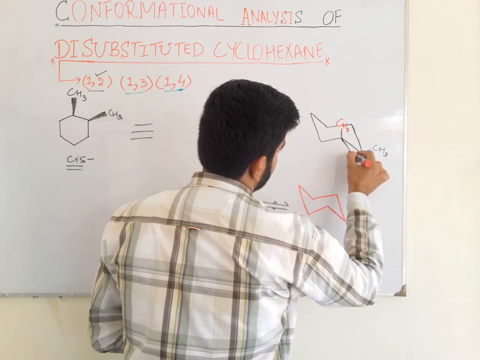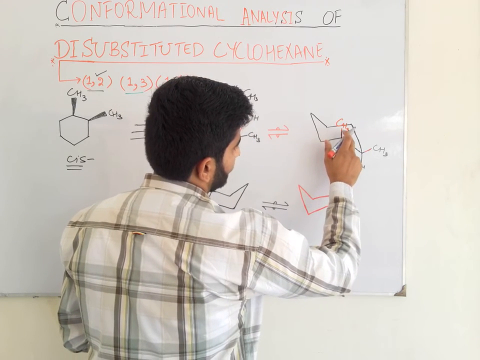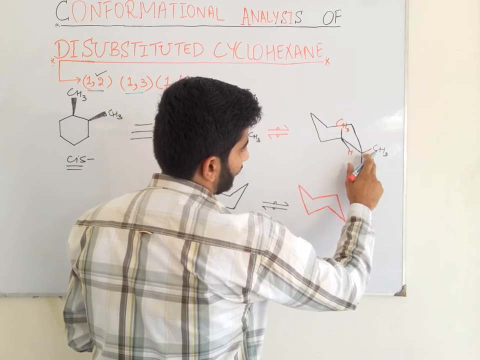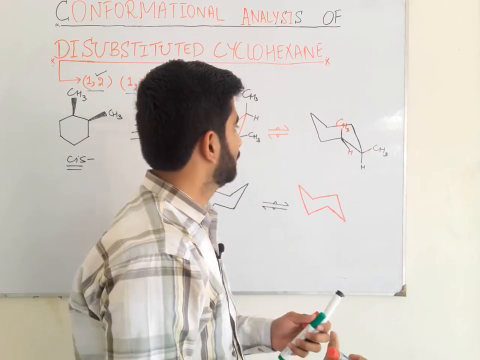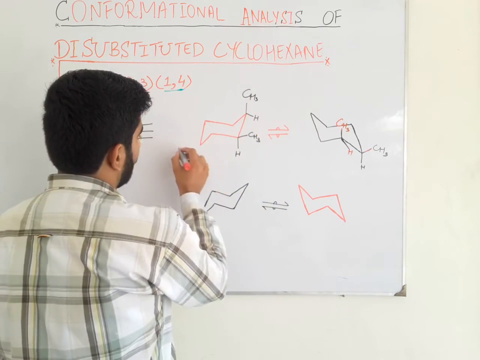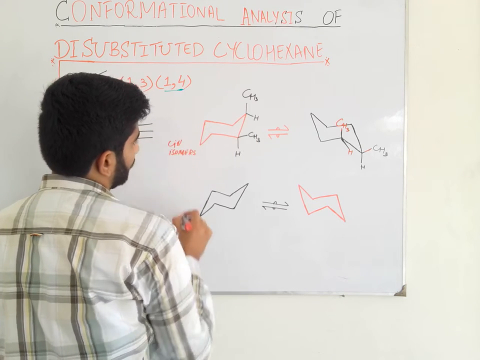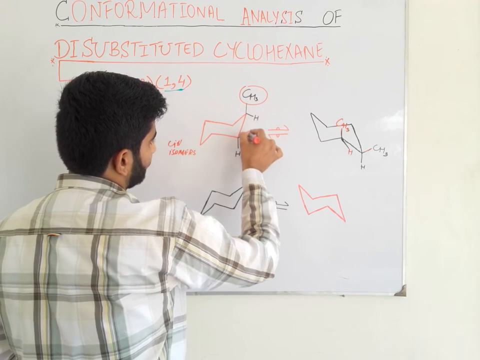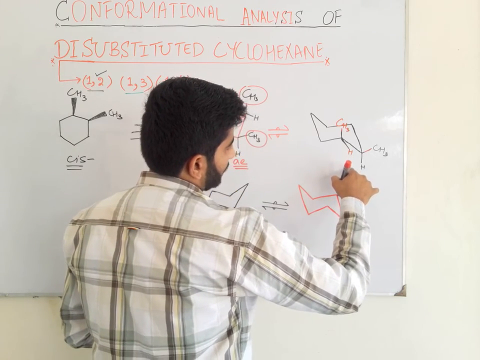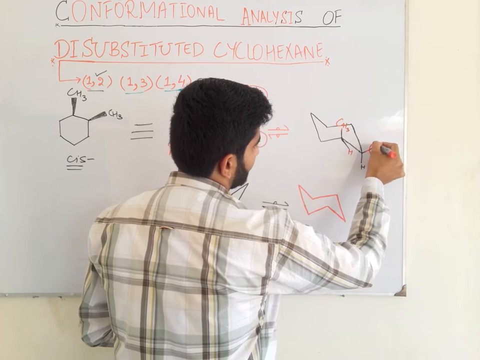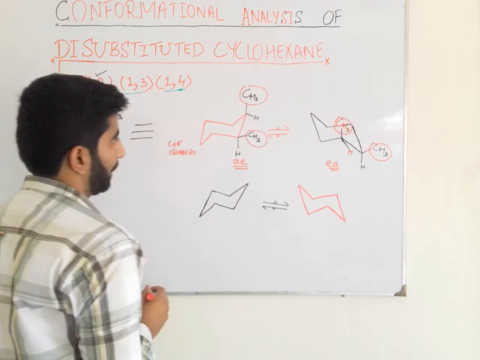Here we observe that this is axial up methyl, this is equatorial up methyl, and we said if both groups are in the upward or downward position, then they are cis isomers. So both are cis isomers. This methyl group is axial up, this methyl group is equatorial up, so it is our AE conformation. In this conformation, this methyl group is equatorial up, this methyl group is axial up, so it is the EA conformation.